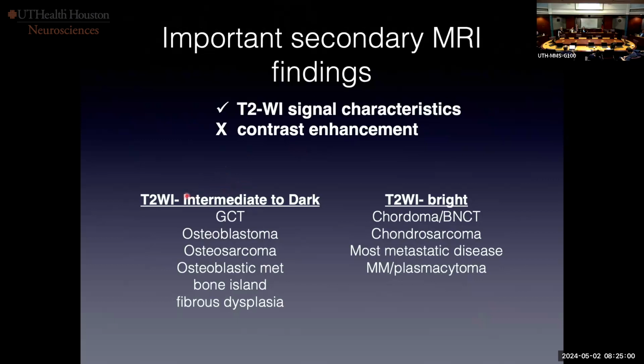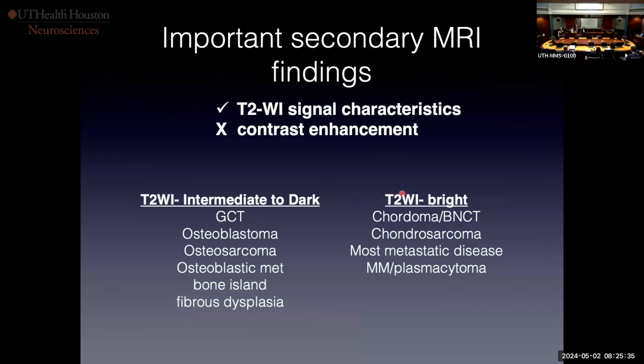If it's intermediate to dark on the T2 weighted images, then pretty clearly anything with osteoid matrix, like osteoblastoma, osteosarcoma, osteoblastic mets, the bone island, fibrous dysplasia with dense fibrous tissue, would be dark on the T2 weighted image. But the thing you might not have thought about is a giant cell tumor. It's not known whether it's because of the hemorrhage within the tumor or whether it's fibrous elements, but oftentimes a giant cell will appear somewhat dark on T2 weighted image, which can be very useful.